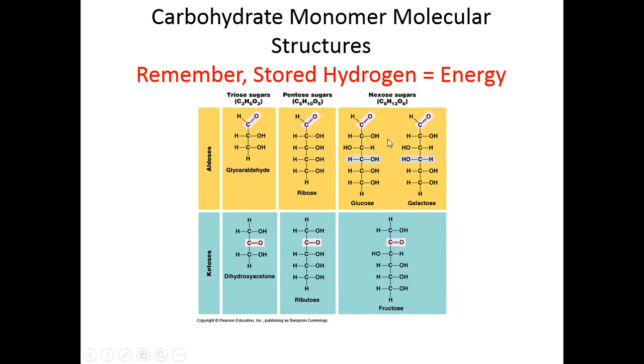You do not have to memorize what each one of these are, but just so you can see structurally the difference. So this one's 3 carbons. You can see there's 3 carbons, and then you're going to have 6 hydrogens, 3 oxygens. This one is a pentose sugar. It's got 5 carbons. This one has 6, and they're all in this type of format.